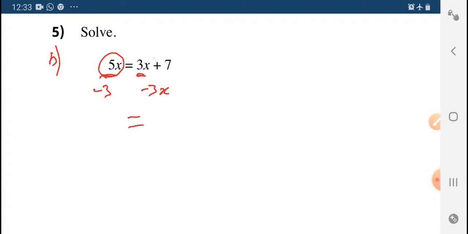So what would that leave me? The 3x minus 3x is just 0. That leaves me with just the plus 7, which I can just write like that, positive 7. And the 5x take away the 3x, sorry, is equal to 2x.